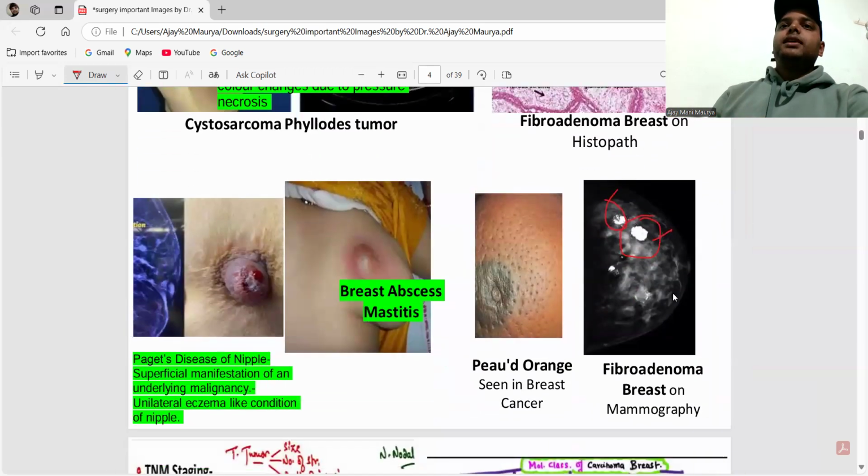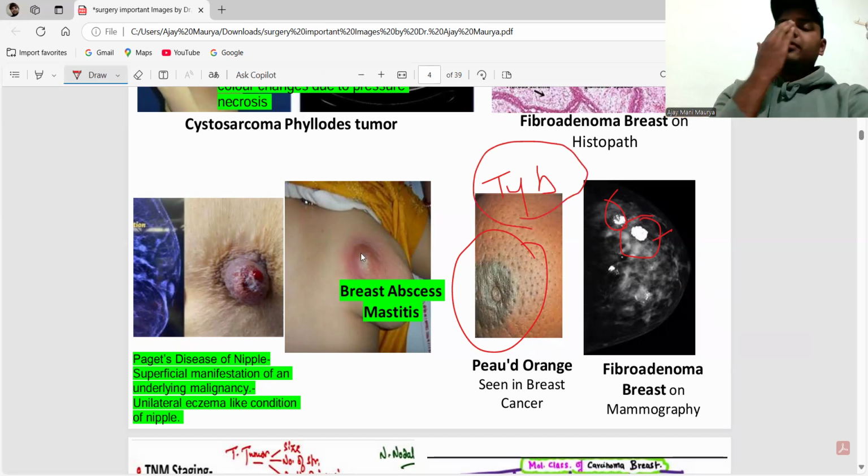See here, this is the peau d'orange, due to the lymphatic blockage. This is the T4B TNM staging. Okay?